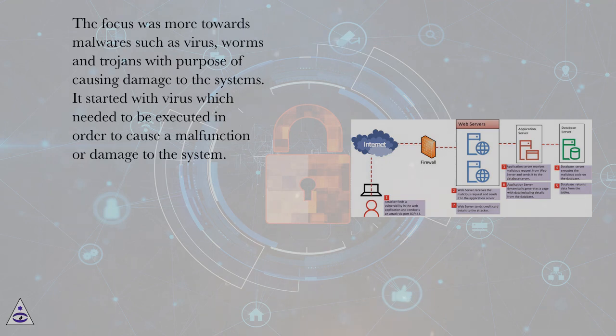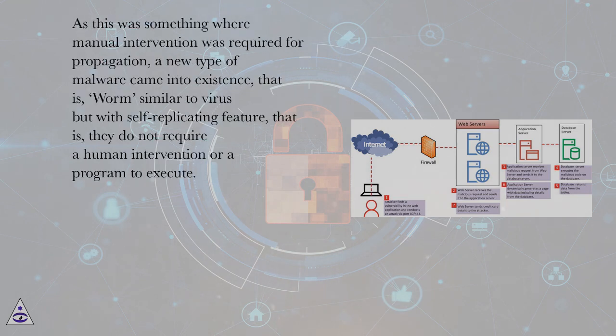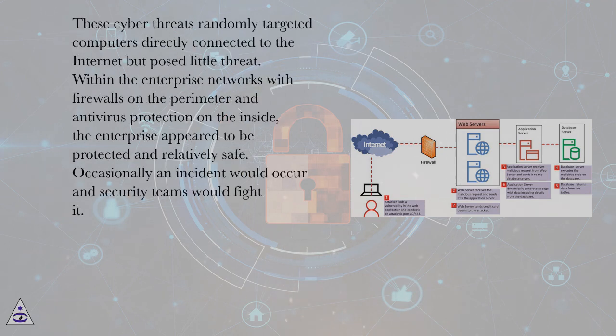It started with virus, which needed to be executed in order to cause a malfunction or damage to the system. As this was something where manual intervention was required for propagation, a new type of malware came into existence, that is, worms, similar to virus but with self-replicating feature, that is, they do not require a human intervention or a program to execute. These cyber threats randomly targeted computers directly connected to the internet but posed little threat.